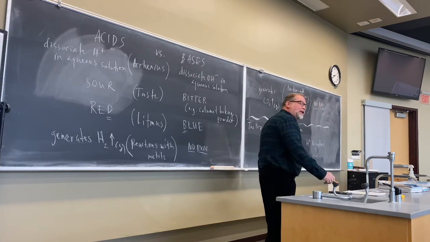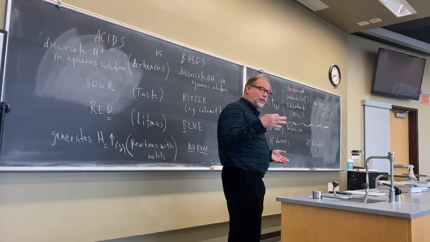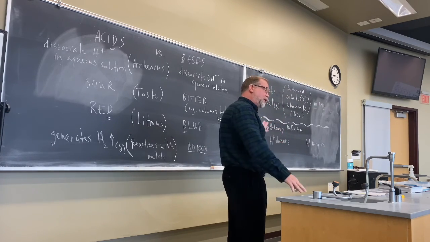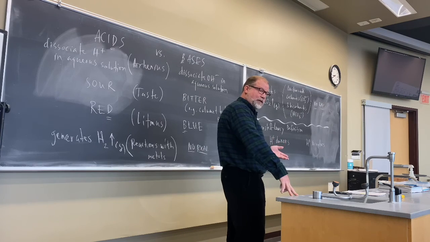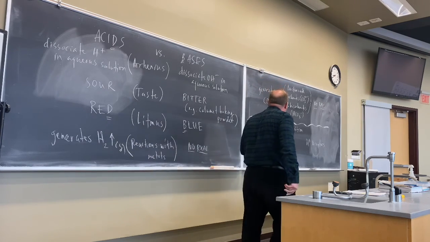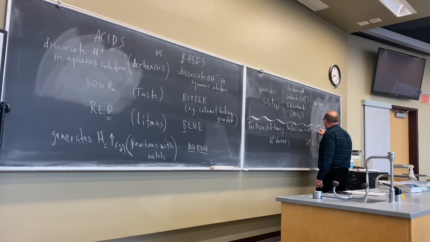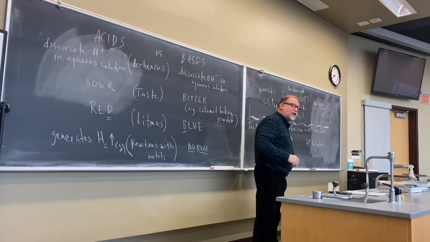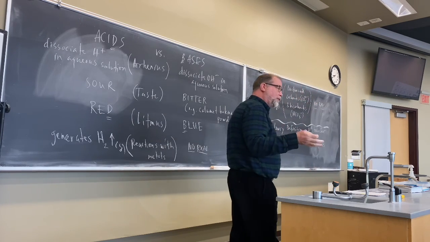And what this definition allows us to do is expand the types of compounds that we refer to as bases. We'll find in a minute that all our Arrhenius acids are also Bronsted-Lowry acids. But not every Arrhenius base is a Bronsted-Lowry base. And so the Bronsted-Lowry definition is based on proton transfer, just as redox is based on electron transfer from one place to another.